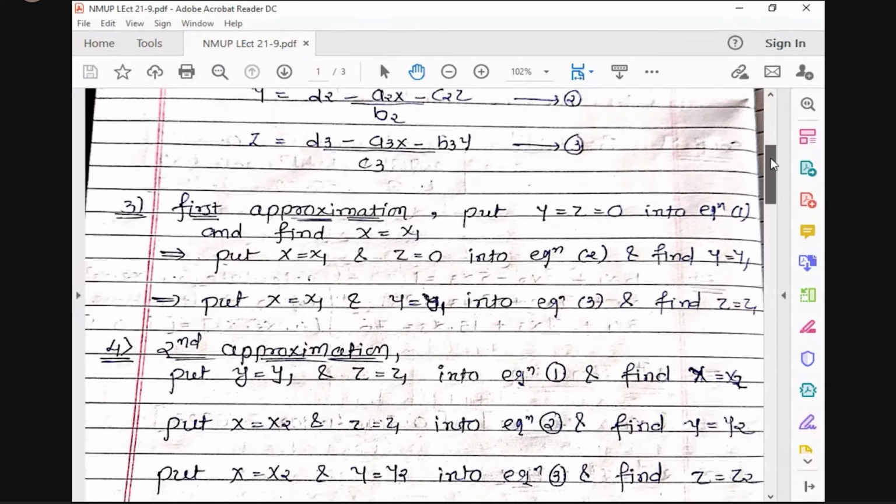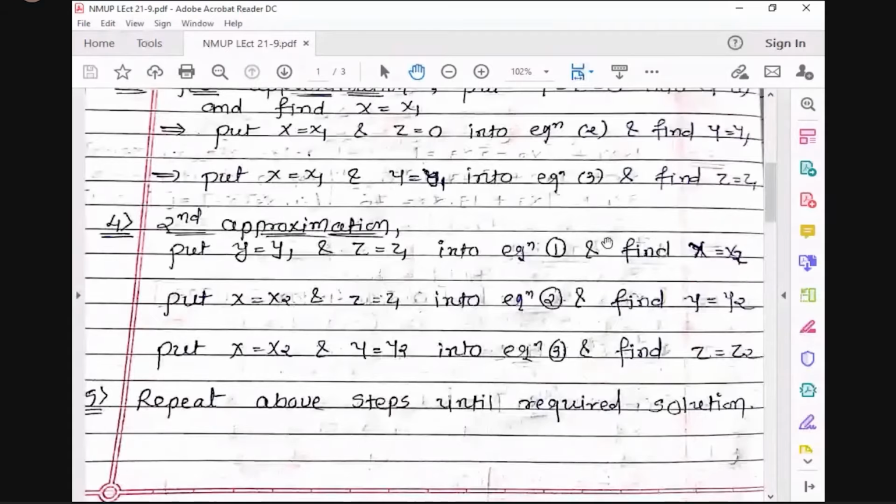So now after doing this first step, in the second iteration we got the value of x equal to x2. So we have to substitute this new value of x2 and z equal to z1 into this equation number 2 and find the new value of y. Same way, the new value of z.